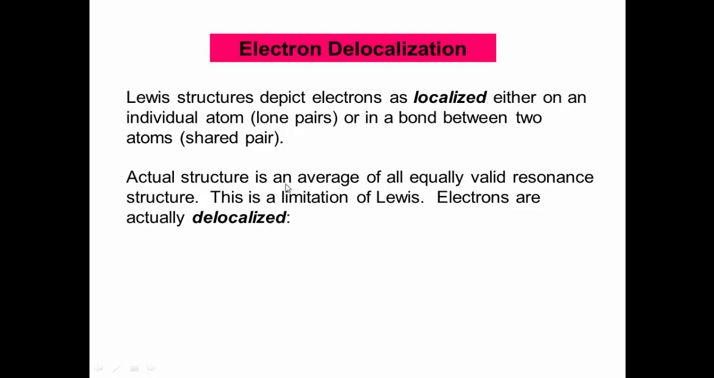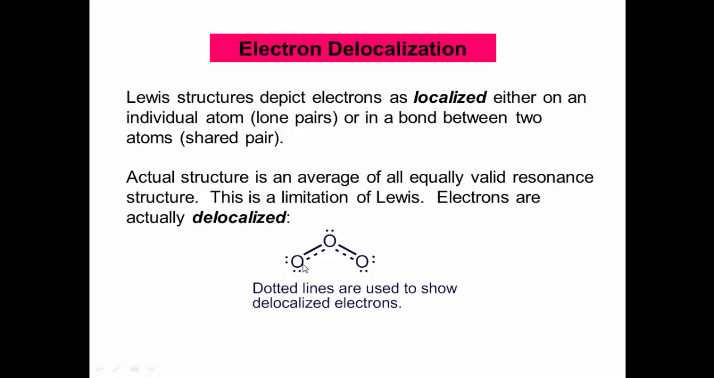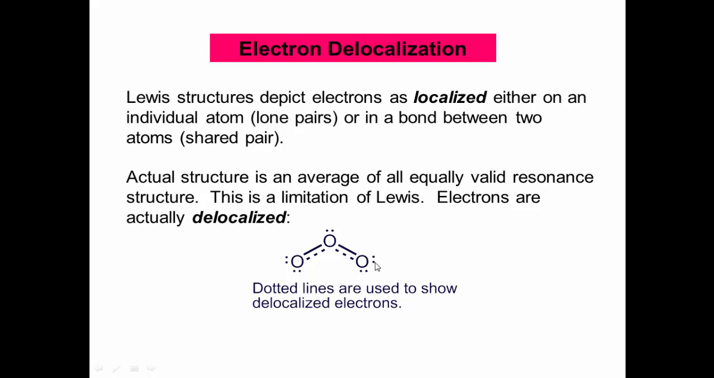Actual structures for molecules, electrons are actually delocalized. And so this is a limitation of Lewis. Actual structures are an average of equally valid resonance structures. So really you have that double bond, those electrons that form the double bond are shared between all three of these atoms in ozone. So we give this dotted line to show the delocalization of electrons.